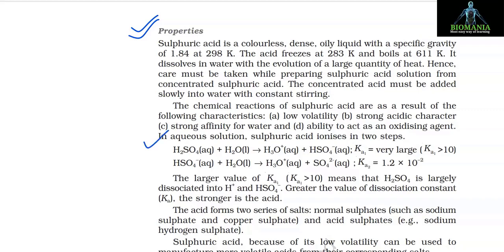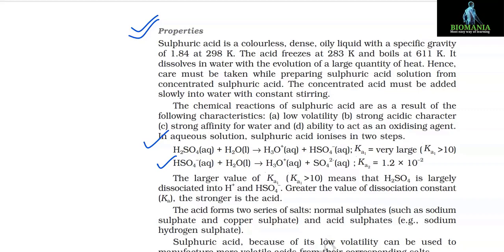In aqueous solution, sulfuric acid ionizes in two steps. H2SO4 plus H2O gives H3O+ plus HSO4−, where Ka1 is very large, that is, Ka1 is greater than 10. HSO4− plus H2O gives H3O+ plus SO4 2−, where Ka2 is equal to 1.2 × 10^−2. The larger value of Ka1 means that H2SO4 is largely dissociated into H+ ion and HSO4−. The greater the value of the dissociation constant, that is Ka, the stronger is the acid.